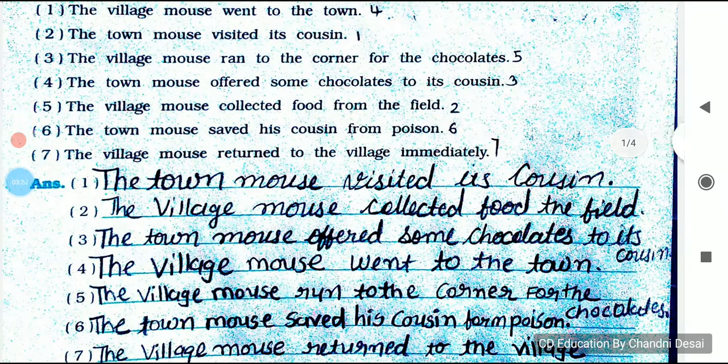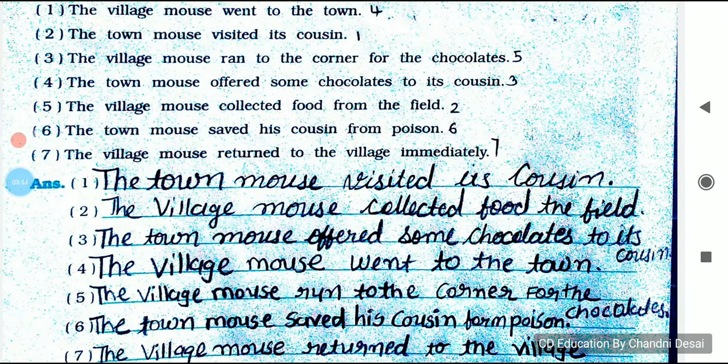The town mouse visited its cousins. Second, the village mouse collected food from the fields. Third, the town mouse offered some chocolates to its cousin. Fourth, the village mouse went to the town.